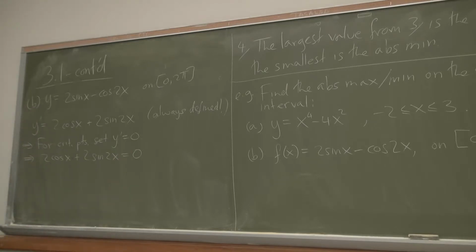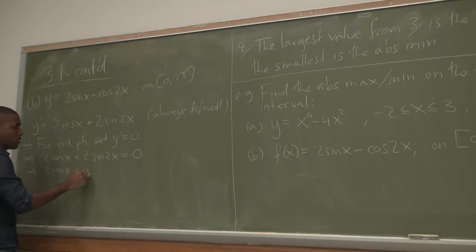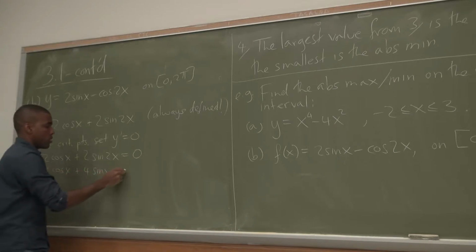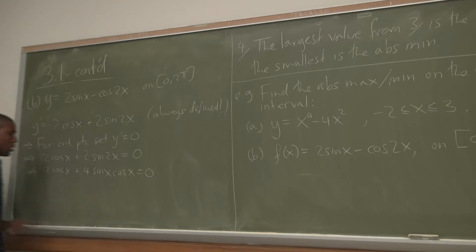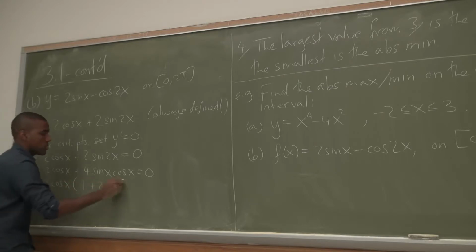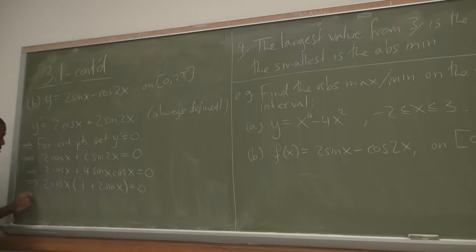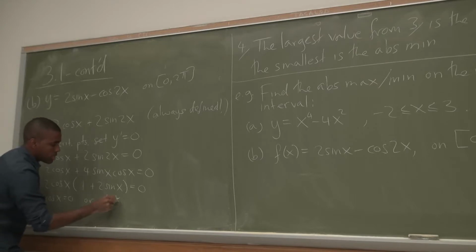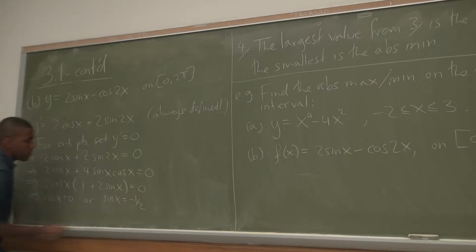Double angle formula. Now what? Factor out 2 cosine x. Factor out the 2 cosine x, we'd be left with 1 plus 2 sine x. So this means cosine x equals 0 or sine x equals minus 1/2.